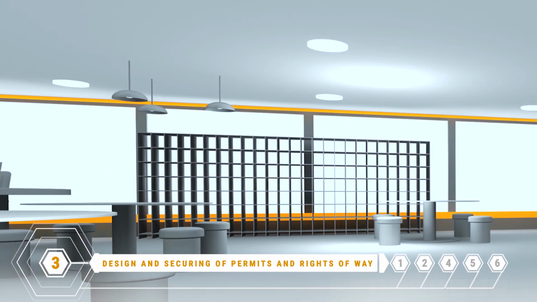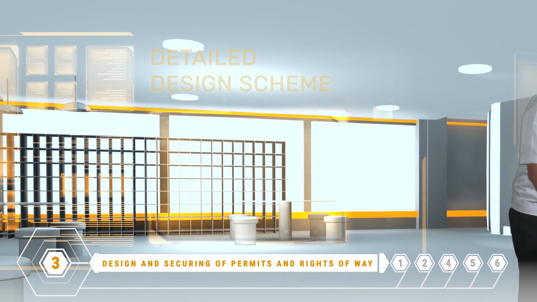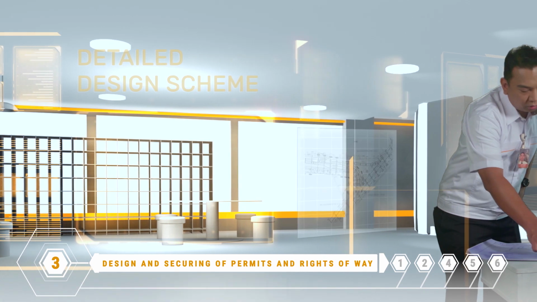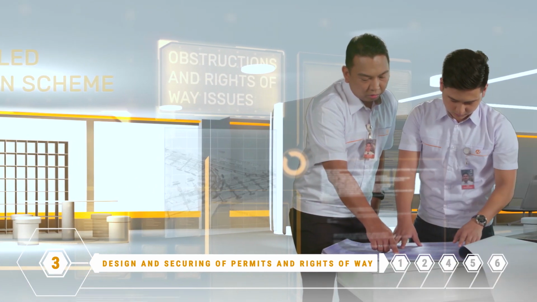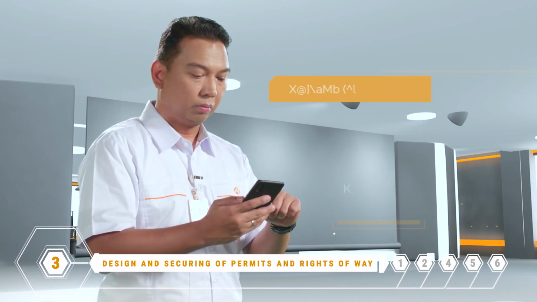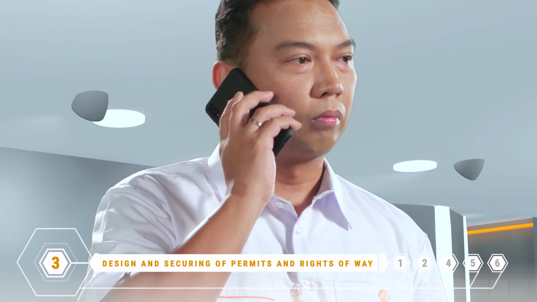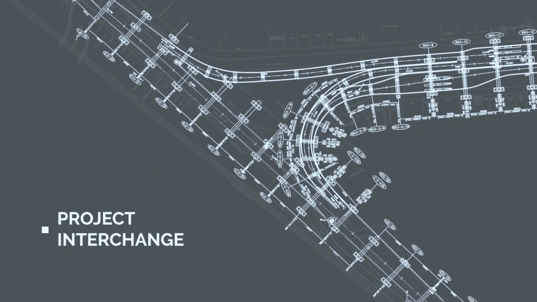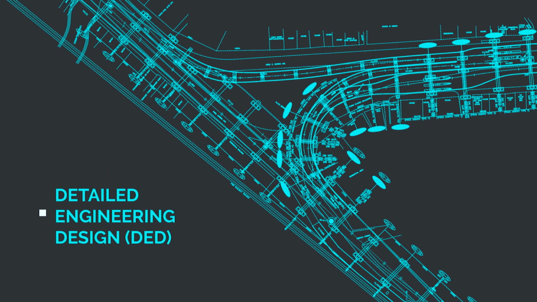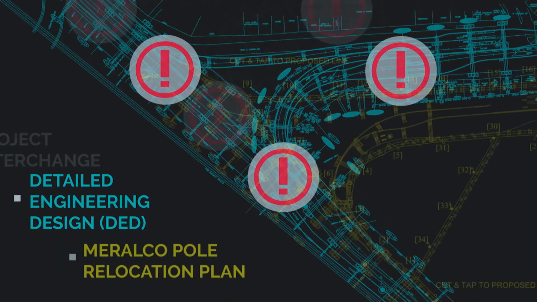They devise a detailed design scheme that defines how and when the power lines will be relocated, pinpoints all the obstructions and possible rights-of-way issues that may be encountered, and details the manpower and resources required to execute the project. All these are based specifically on the builder's submitted DED, so any changes to the DED will result in changes in Meralco's design.